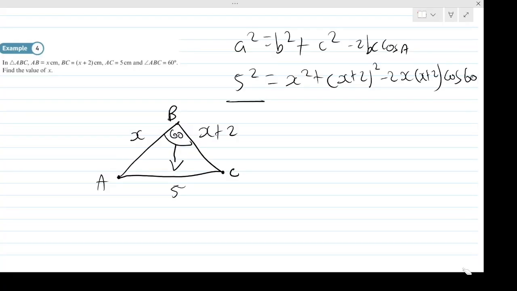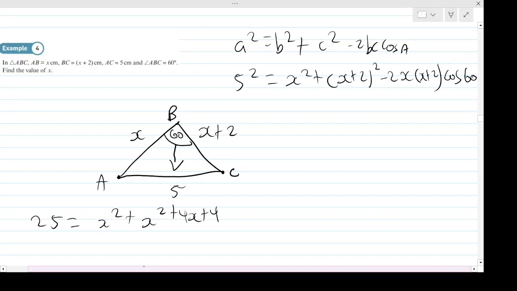Then I can start to simplify some stuff. 5 squared is 25, so 25 equals x squared, plus x plus 2 all squared, which I need to expand out. If I expand that, I get x squared, 2x and 2x is 4x, then 2 squared is 4. Then I need to deal with this bit. Cosine of 60 is a half, so it's going to be minus 2 times a half times x times x plus 2.